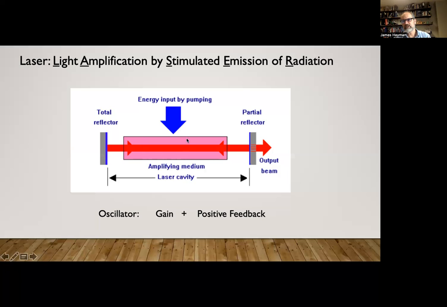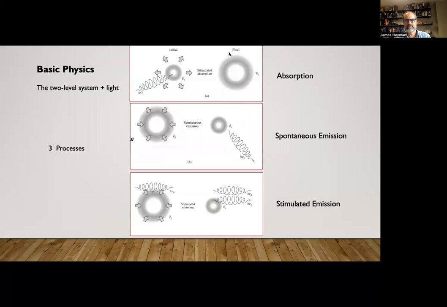So the next thing we want to talk about is how this amplifying medium works. It works by stimulated emission of radiation. Well, what's that? So we have to look at the basic physics of an atom interacting with light. So let's think of an atom, and let's imagine we can ignore all of the energy levels except the lowest one, the ground state, and the next one. So we just have two states.